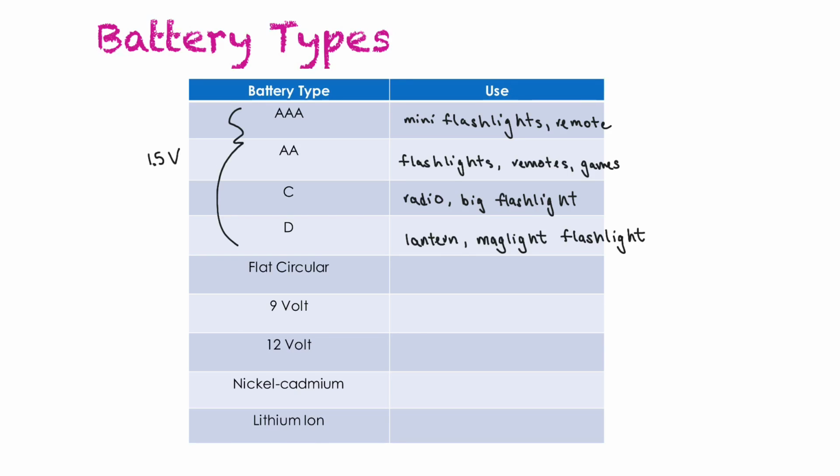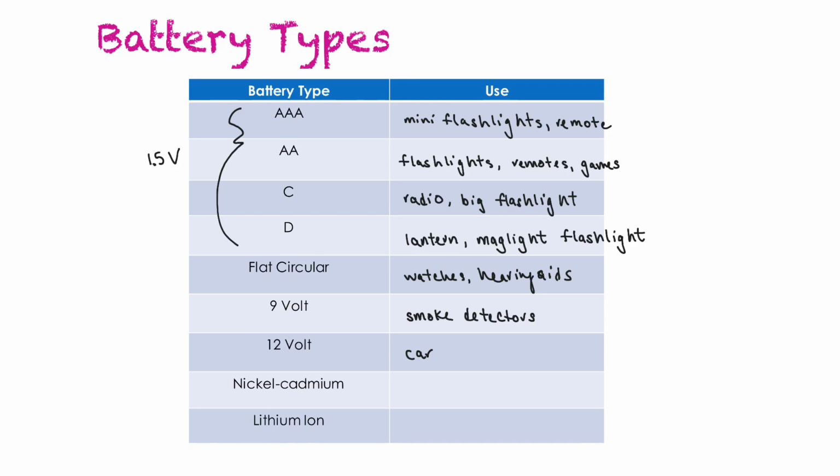Flat circular batteries, you would find those in watches and hearing aids and so on. A 9-volt battery, one place that you would find those would be in smoke detectors. Now, a lot of our smoke detectors are actually hardwired into the wiring in the house, but there's always going to be a backup. So smoke detectors would be an example. A 12-volt battery would be in your car.